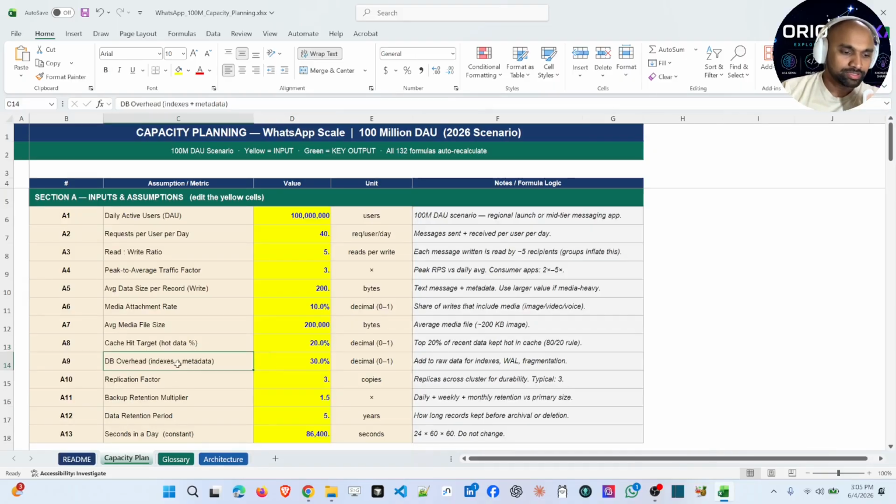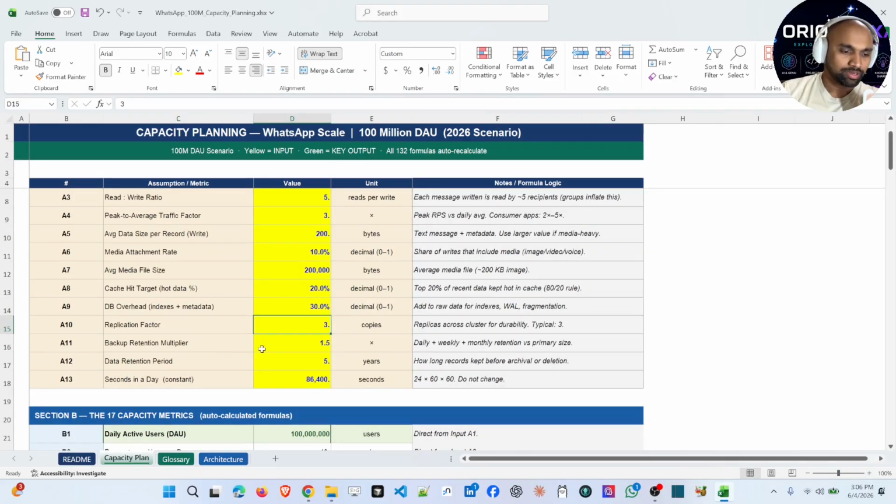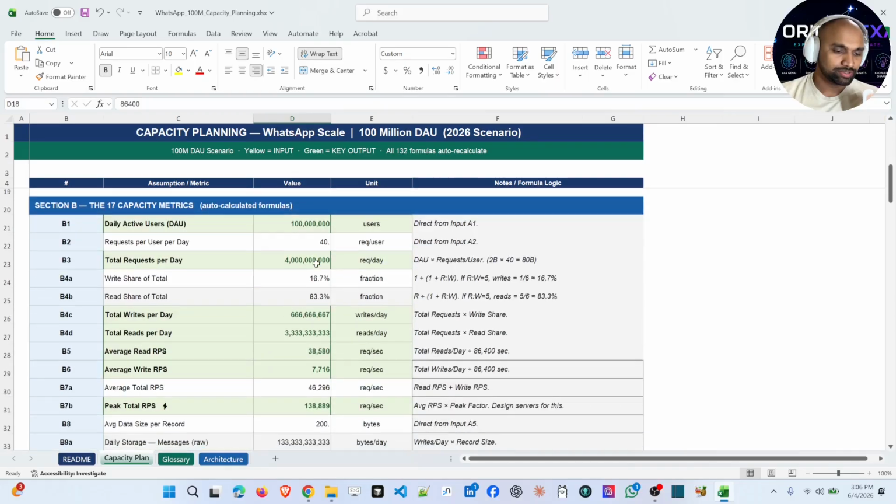And DB overhead, that is index plus metadata, we are expecting around 30% of the total storage. That means if I have to save 100 MB of data, I have to consider around 130 MB in size. Replication factor, I'm considering as 3, and backup retention multiplier is 1.5 times, that is daily, weekly, monthly retention versus primary size. Data retention period is 5 years, after that it will be removed. And seconds in a day is 86,400. Based on these assumptions, we are going to do the calculations.